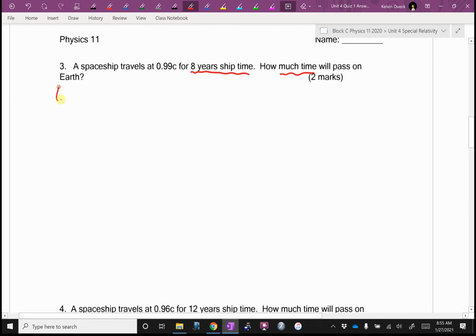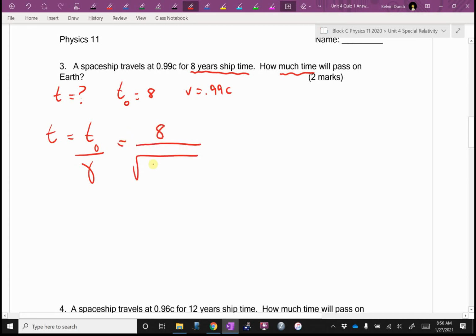Okay, so I'm going to say t equals question mark. That means they gave me t0. Yeah, it's 8. V is 0.99 c. So I'm going to use t equals t0 over that square root thingy. Is that correct? I'm going from memory, yeah? So it's going to be 8 divided by the square root of 1 minus 0.99c over c all squared.